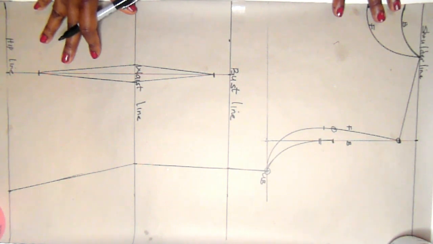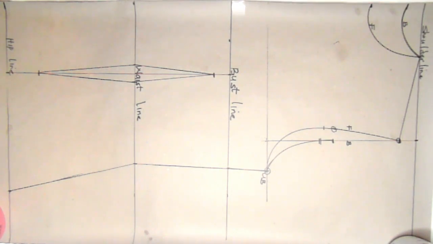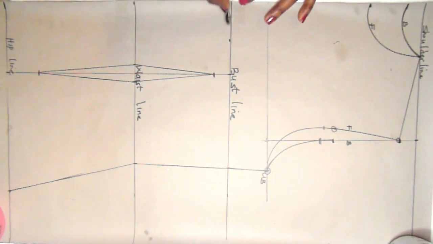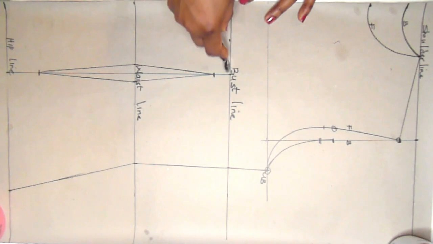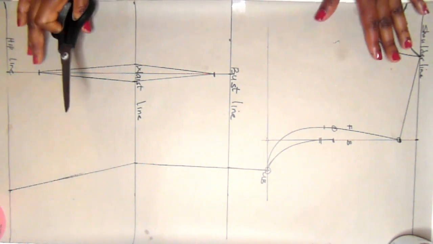So next I will use my tracing wheel and transfer all dimensions to reflect on the back bodice. So let's do that together. So we will be transferring. We are done with the pattern now. We just want to transfer all dimensions to the back bodice. So I'm going to start with my waistline, my bust line. I will transfer my bust line dimension. So we'll just go ahead and cut. Now we're done with the pattern.